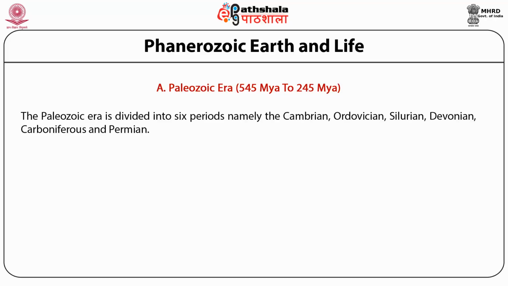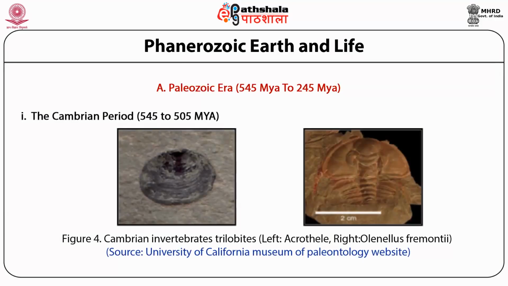The Paleozoic Era is divided into 6 periods, namely Cambrian, Ordovician, Silurian, Devonian, Carboniferous, and Permian. However, the Carboniferous is further divided into the Mississippian and Pennsylvanian periods. Now let's discuss the Cambrian period.